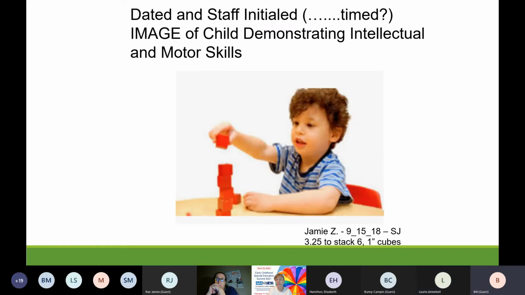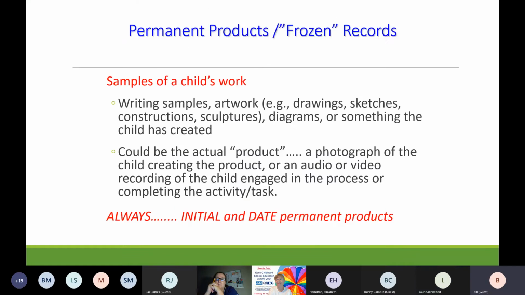By the way, my suggestion on the previous slide was always date and initial your permanent products. And this, the short version of the moth story hour, since you raised that, Suzanne, is that in the unlikely event that something comes to due process, there's nothing worse than getting a cardboard box full of a child's products that are undated and uninitialed, and somebody suggesting that this would represent the child's work in kindergarten. It's really tough to assemble that jigsaw puzzle. So for everybody's benefit, if we're going to document a child's progress, we need to document the date we saw this observed and who did the observation.